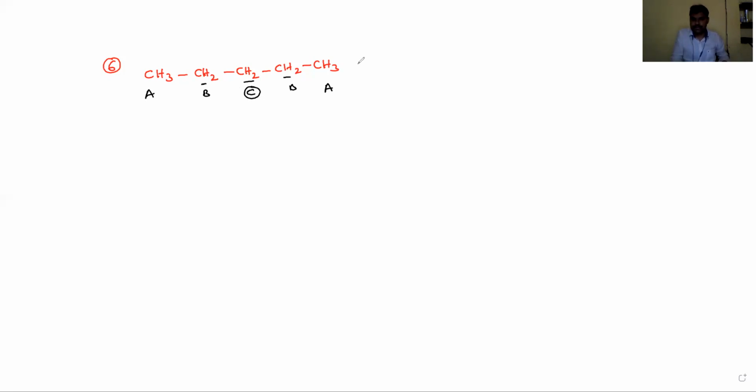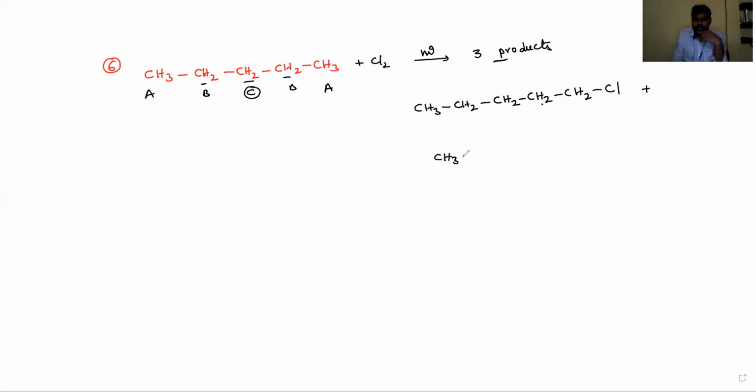That is different. So on monochlorination in the presence of sunlight, we'll get 3 products. Okay, 3 products. What are the 3 products? Let's see, dear students. The one is 1 chloropentane, 1, 2, 3, 4, 5, and the second one is 2 chloropentane.